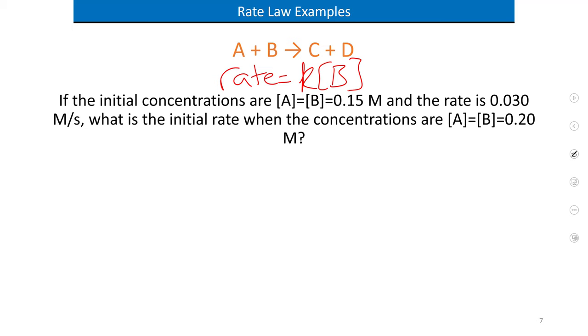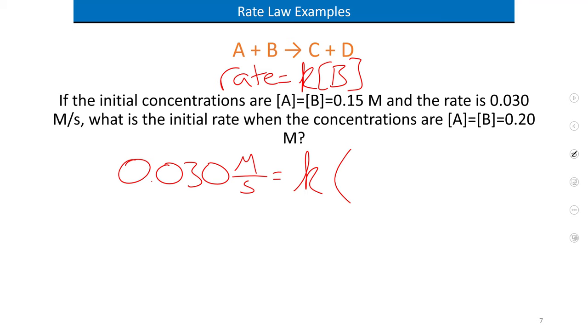So now we have to get K, because now it's asking what the rate is when the concentrations are changed. But we're given the initial concentrations and the initial rate, right? So 0.030 molarity per second equals K times A, which doesn't matter. We're given our concentration A, but it doesn't affect anything when it comes to the rate.